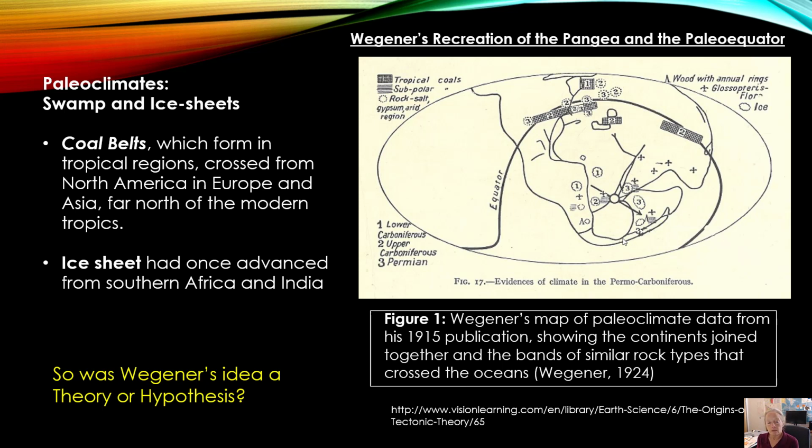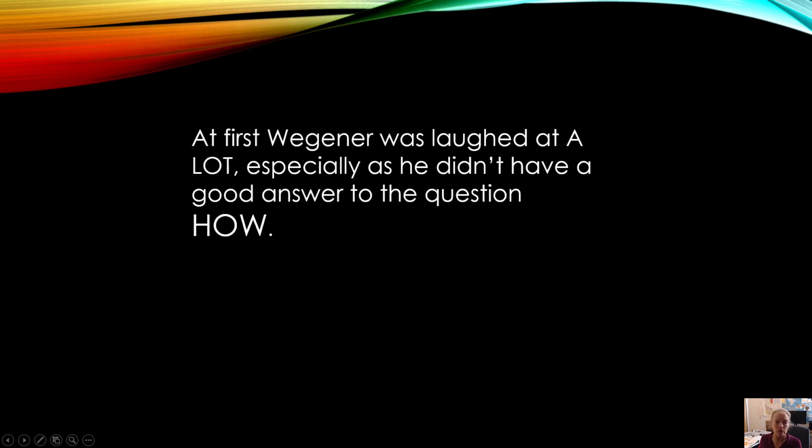So the hypothesis was basically an educated guess based on data or observation. That's the definition of a hypothesis, right? It wasn't a theory yet. A theory is when it has lots and lots of evidence. Now, plate tectonics is a theory. But at the time, unfortunately, people didn't really believe him because he couldn't explain how the continents moved around.